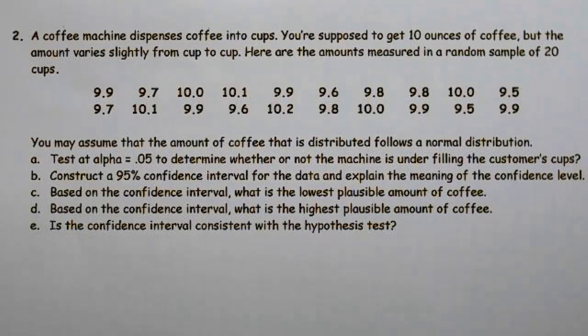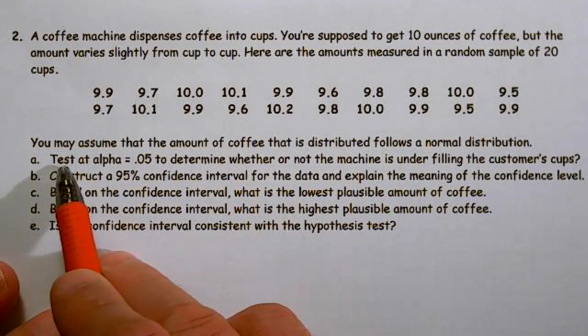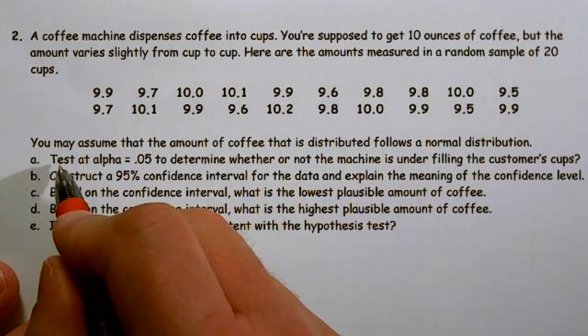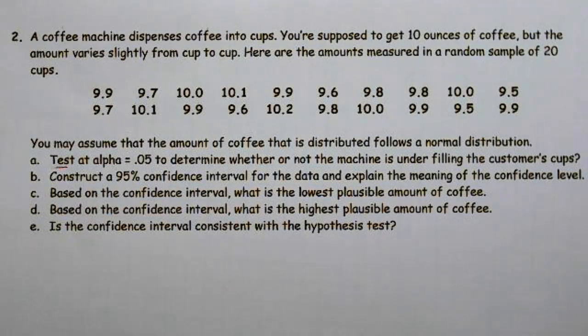They needed to tell us that because our sample is less than 30. And then they say test at alpha equals 0.05 to determine whether or not the machine is underfilling the customer's cups. So they say test, so this means they want us to run a hypothesis test. Well, first off, let's be really careful.